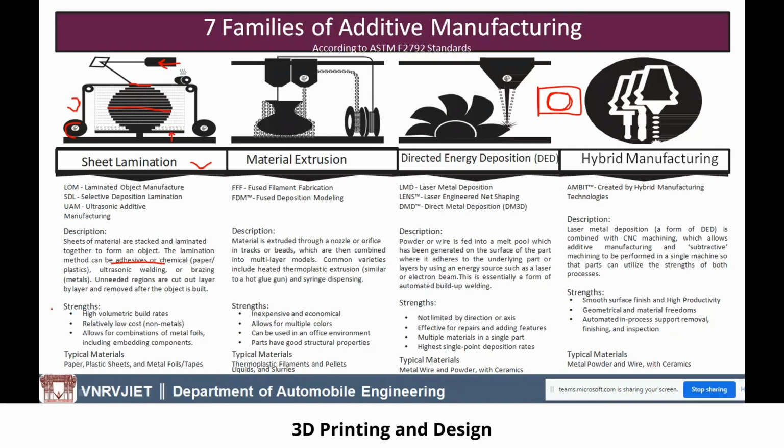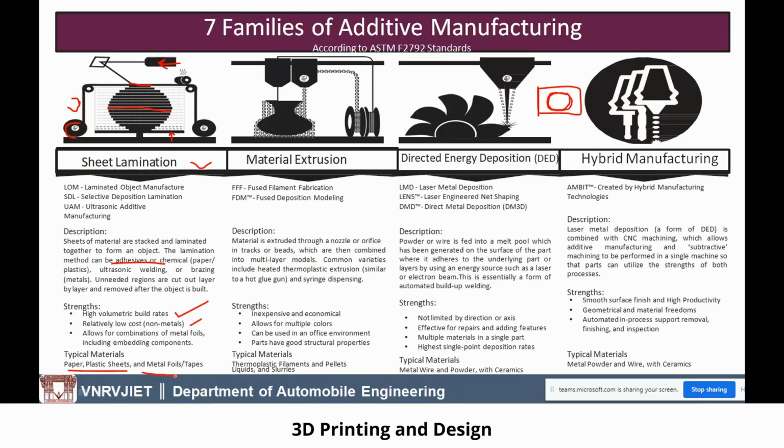Okay, so this process tends to have high volumetric rates and relatively low cost, and allows for combination of metals. And mostly here the material should be in the form of plastics, paper, and metals in the form of foils or tapes.